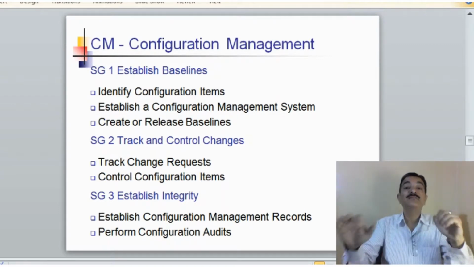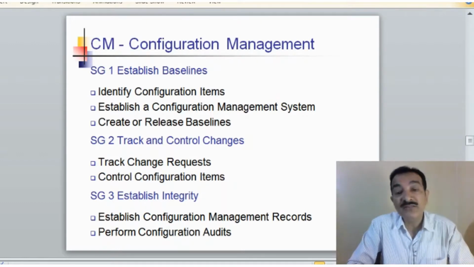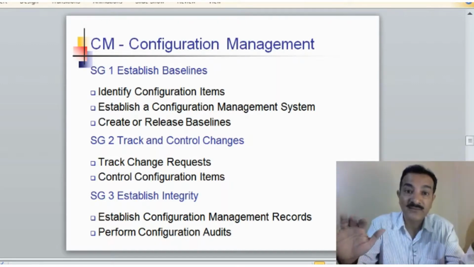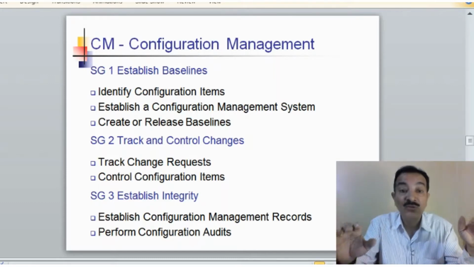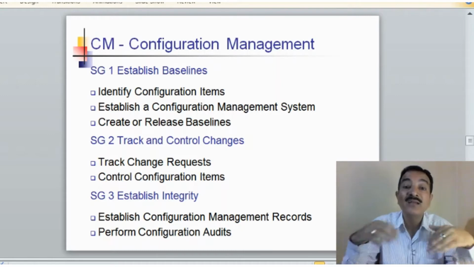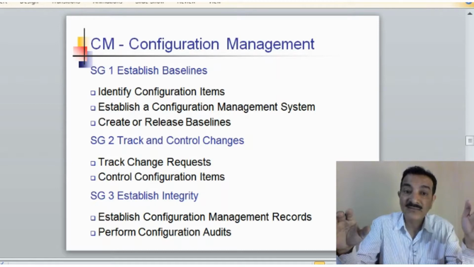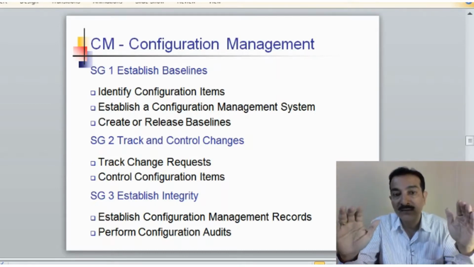The next one is configuration management. The configuration management process area is again like a data management. In the configuration management process area, you have a specific goal like establish baseline. Specific goal 2, track and control changes. Specific goal 3, establish integrity. So let's look at specific goal 1, that is establish baseline.